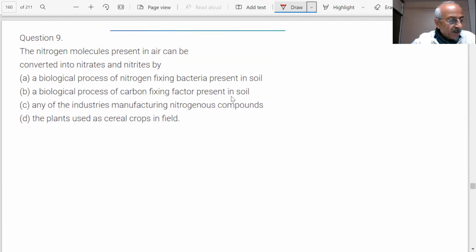Another question is coming on the screen, student. The nitrogen molecules present in air can be converted into nitrates and nitrites. A biological process of nitrogen fixing bacteria present in the soil. A biological process of carbon fixing factor in the soil. Any of the industries manufacturing nitrogenous compound, the plants used as cereal crops in the field. What do you think is the right answer?